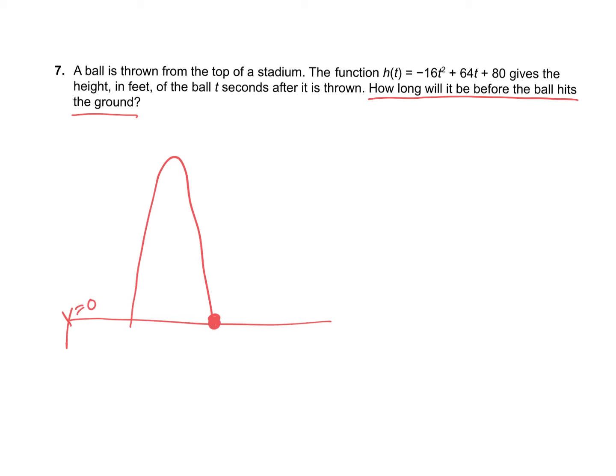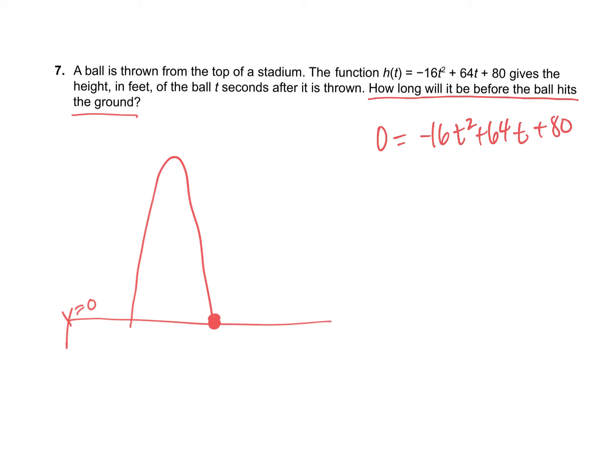So I'm looking for where this function h of t is equal to 0. So where is 0 equal to negative 16 t squared plus 64 t plus 80. Now you can do that. You can solve that a lot of ways. I still think that Desmos is a better option here. I just need to know how to interpret this answer. I need to know what does it mean and what is it asking.